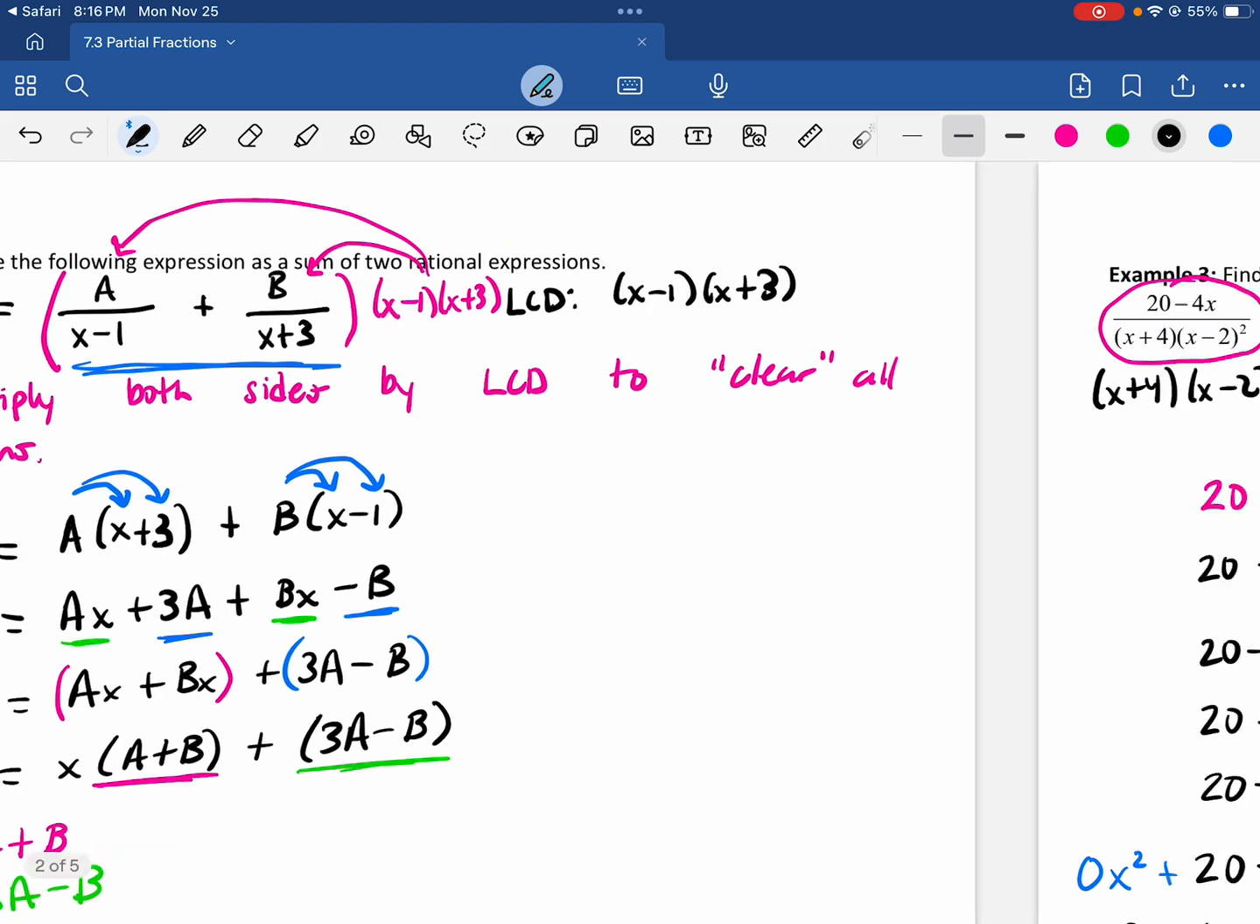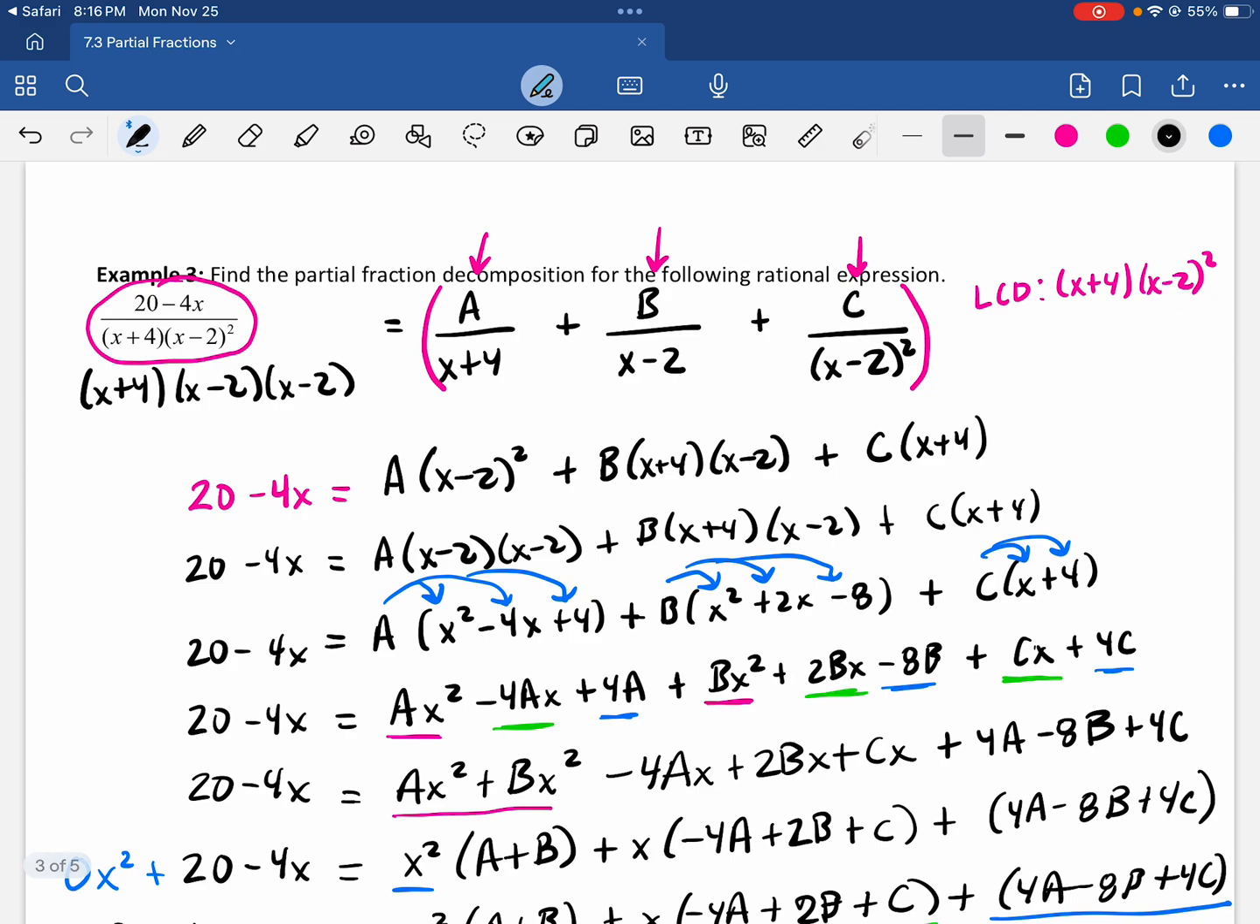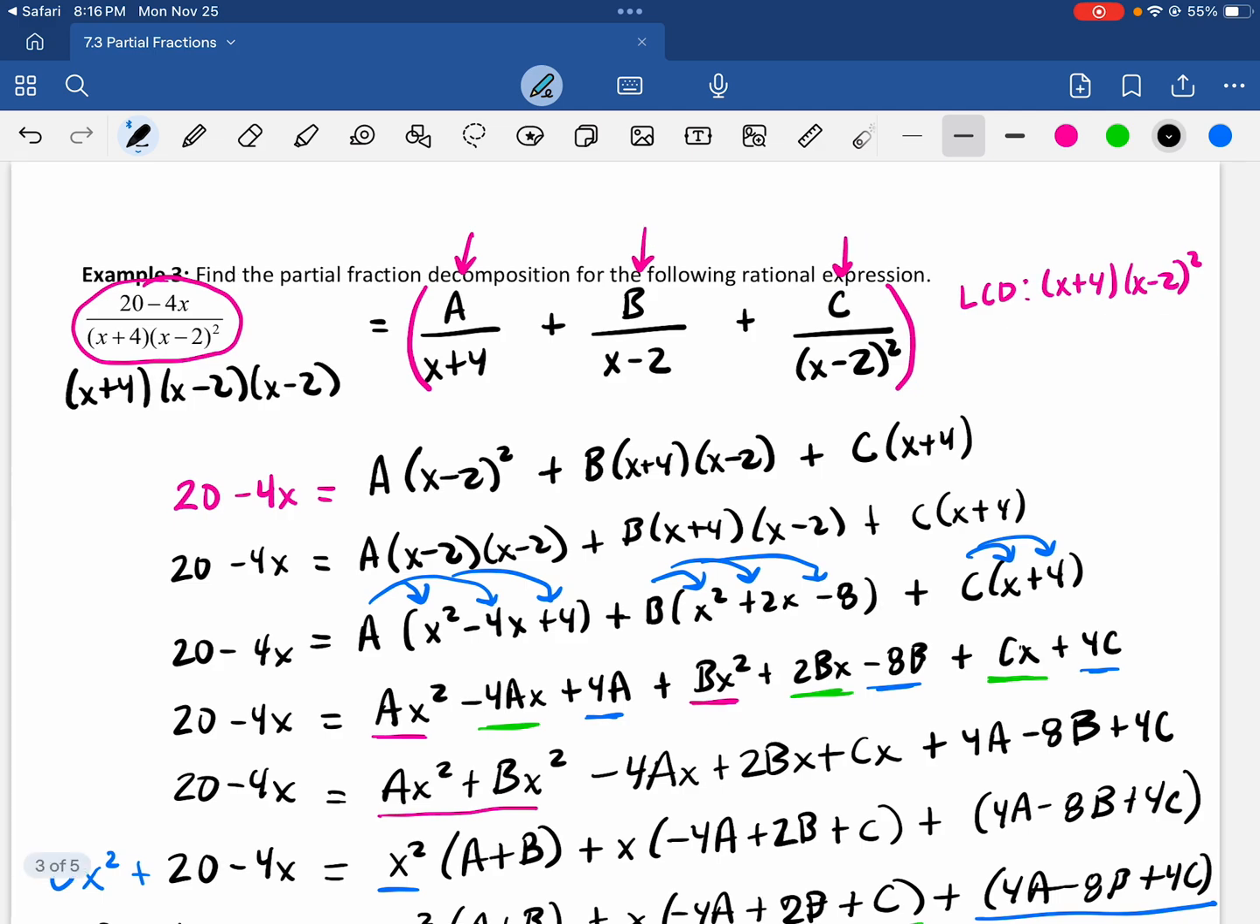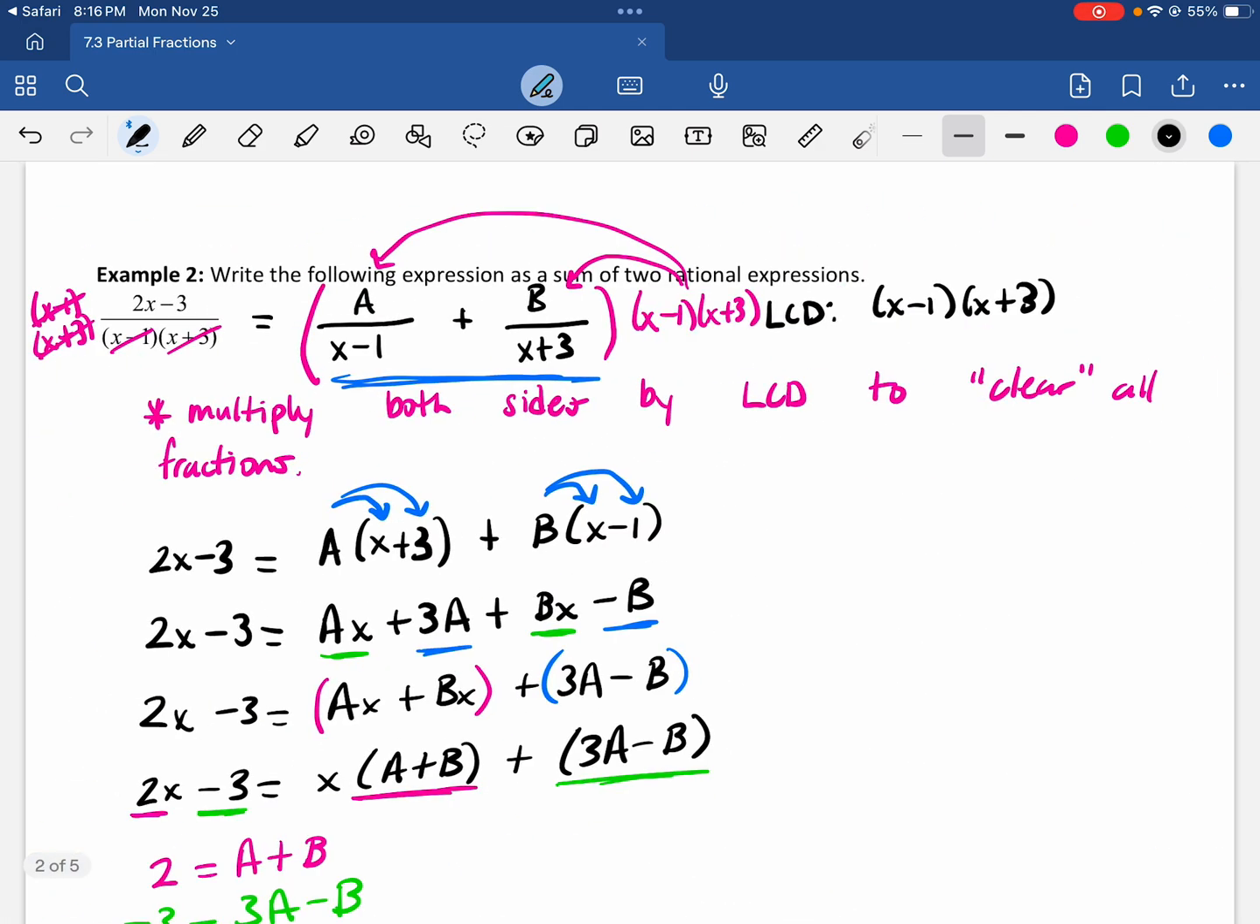I agree that these last 3 are a little bit more difficult and a little more complicated. Right, these, like example number 2, are the ones that you need to focus more on, the ones you're going to see on a test or on a final exam.